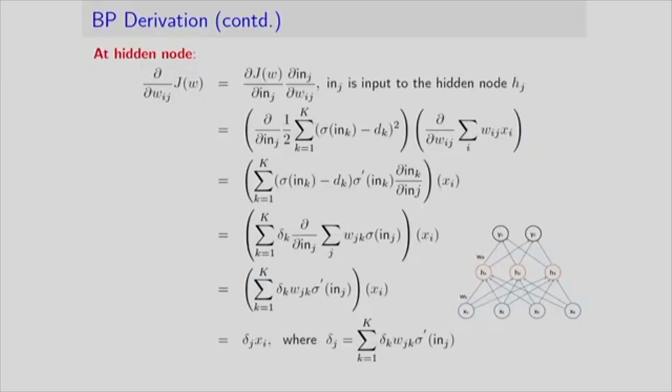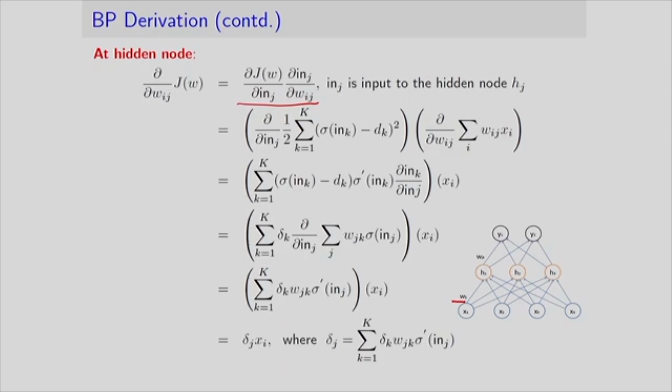Now at the hidden node we have to consider the differentiation of the cost function with respect to the weight Wij. So Wij is the connecting weights between the input nodes and the hidden nodes. So this I can write in this form: ∂J(w)/∂Inj into ∂Inj/∂Wij. So by the chain rule we are considering this expression, and by considering the chain rule I am getting this expression.